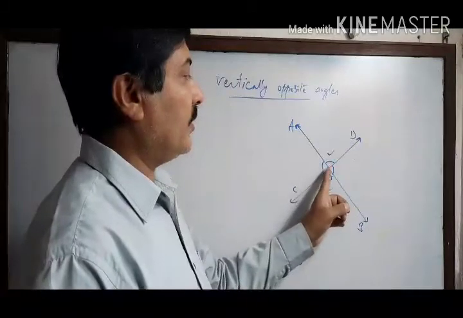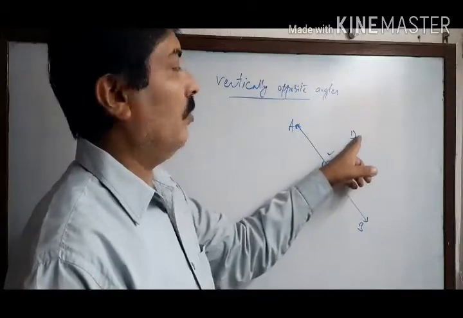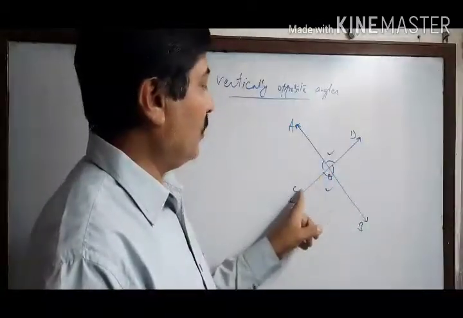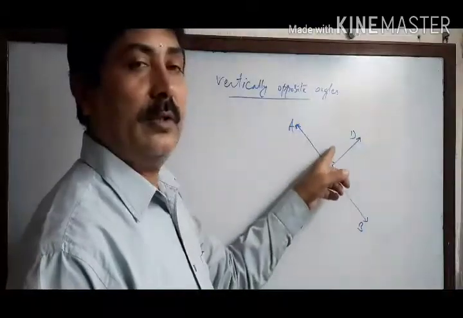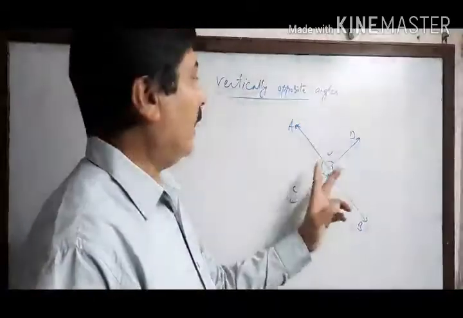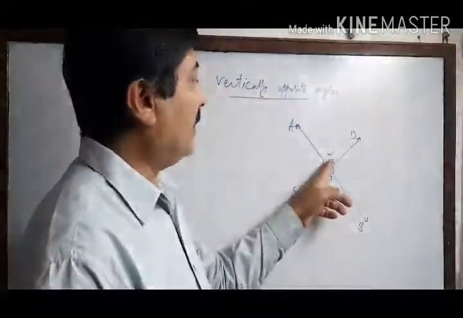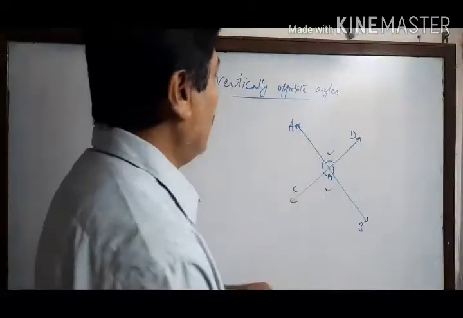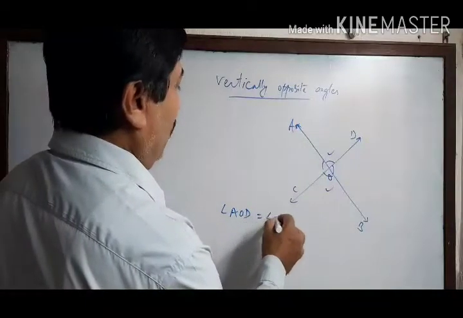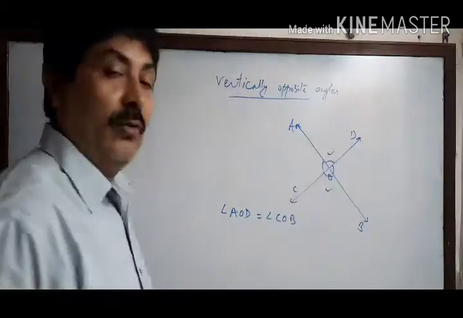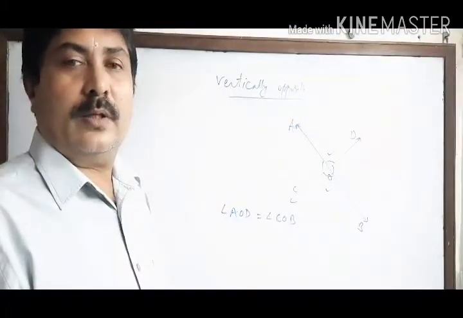have a look at their arms. One arm is going through OA, one is going OD. Here it is OC and here OB. Both angles are opposite to each other, formed at the same point, and their arms are in opposite rays, you see. So in that case, both angles are called vertically opposite angles. And it is a rule that vertically opposite angles are equal. Vertically opposite angles are equal to each other.